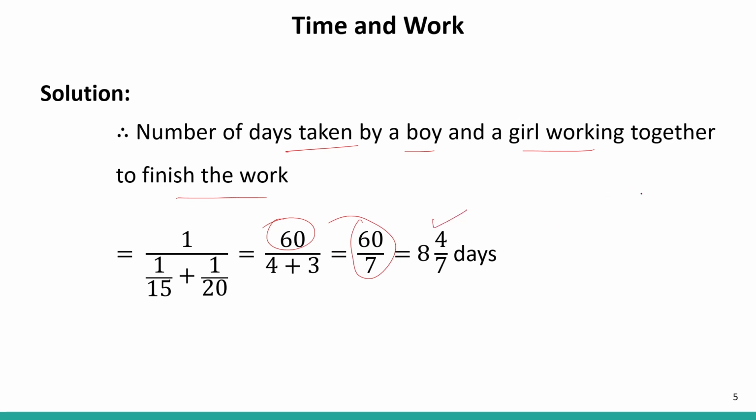Because if we divide 60 by 7, it will be 7 into 8. That will be 56. And what we are left with is 4. So if we write it in mixed number form, it will be 8 whole and 4 by 7. Okay.